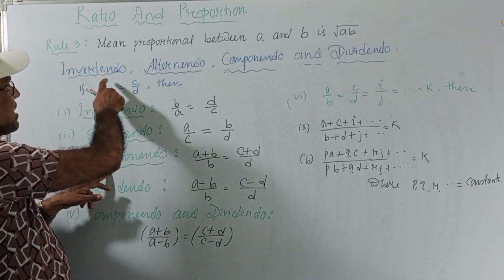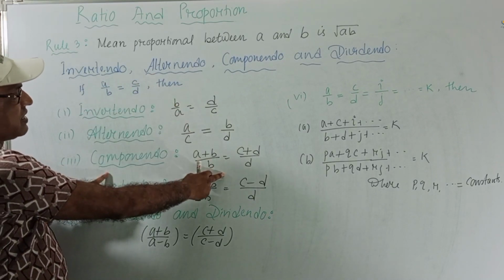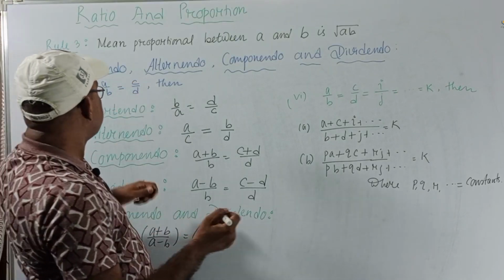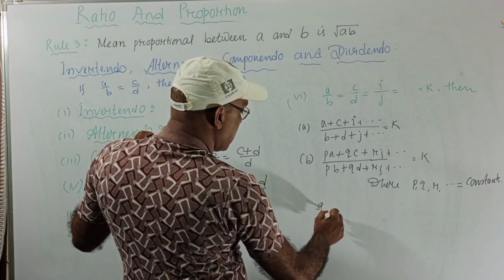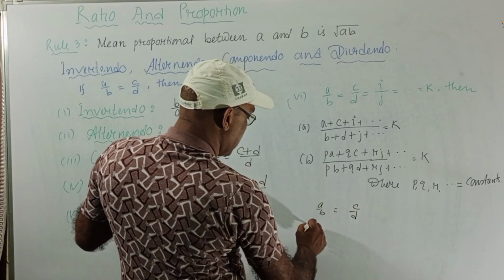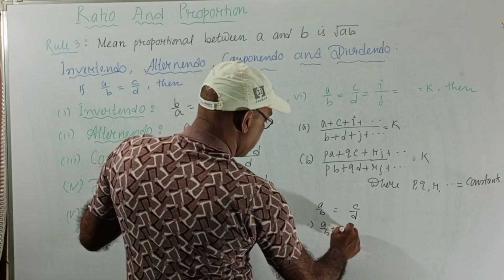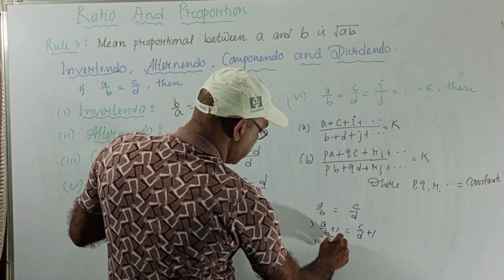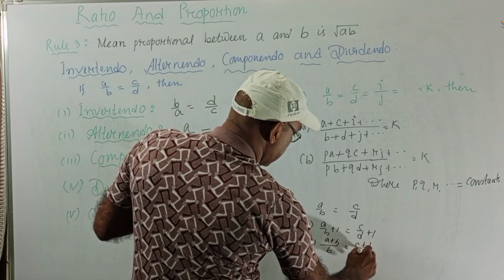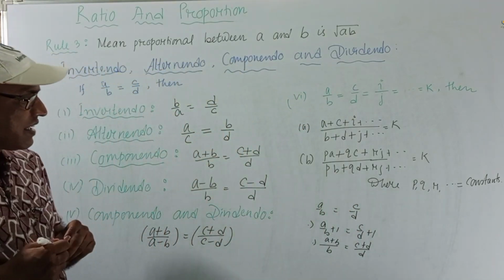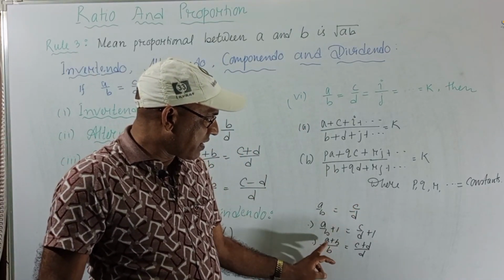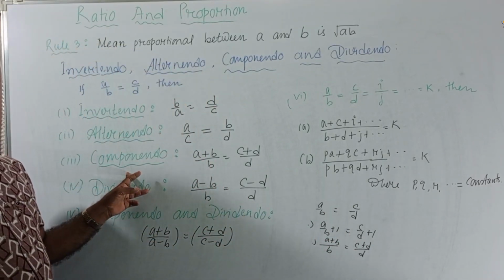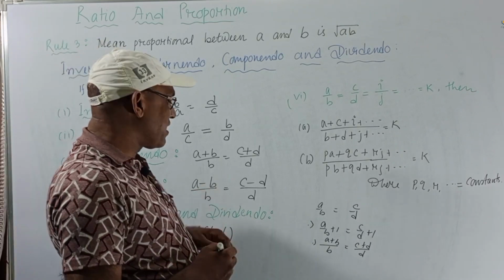Next we consider componendo. Componendo means A plus B, C plus D. We get this, denominator same: A plus B and C plus D. That means this number A by B equal to C by D is given. If we add 1 to both sides, then what we get? A plus B by B, C plus D by D. This is called componendo.